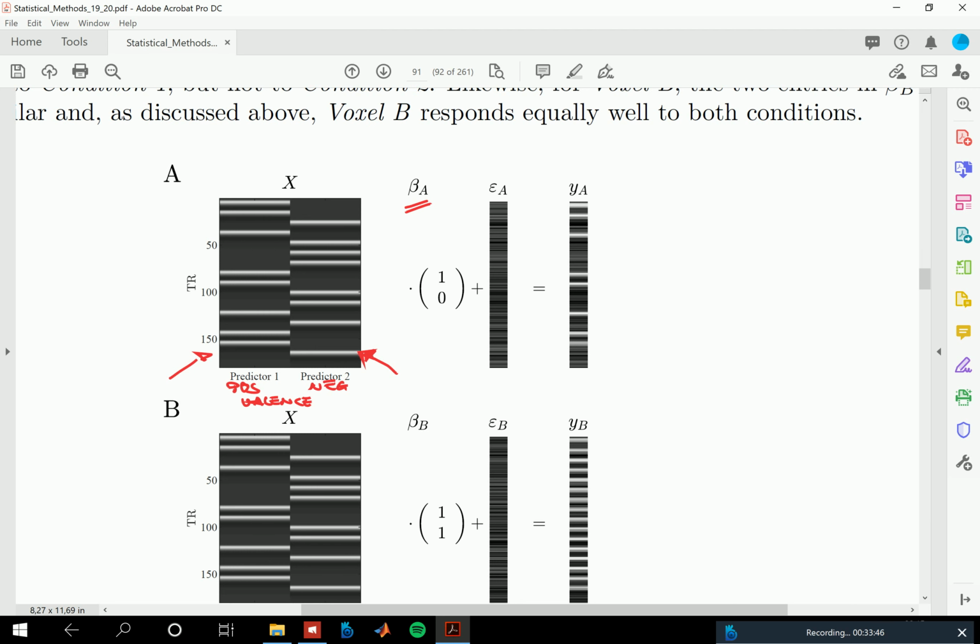Because if you form the matrix product, you will always multiply the first column with this 1 and add to it the 0 multiplied by the second column. So you need to appreciate the matrix product. And then what you get, if you also add some error, is some observed data that, as you can see here, if you compare what is in YA and the predictor 1, you see that the bright bars, so where the signal is large, correspond to one another.